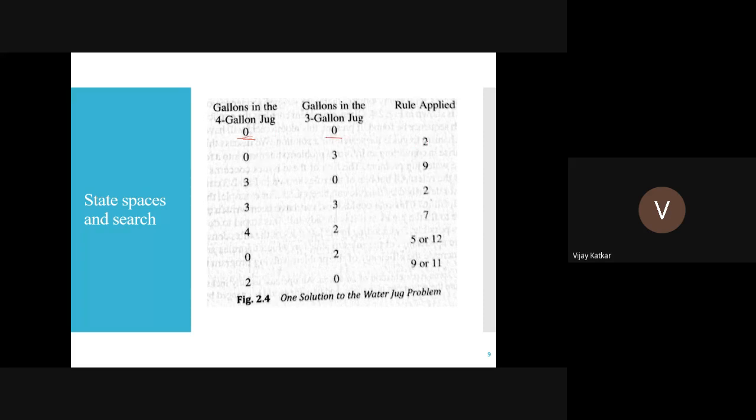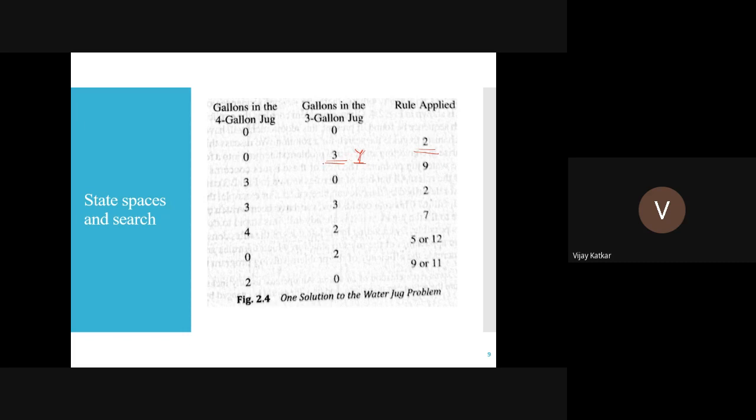Now we can use rule 2, which says that I can completely fill jug X. I can also use rule 2 and completely fill jug Y. You can refer back; I will share the slides today or tomorrow somewhere.